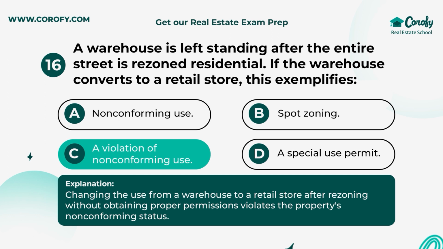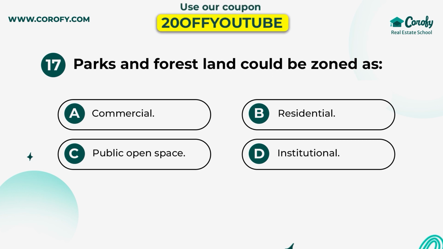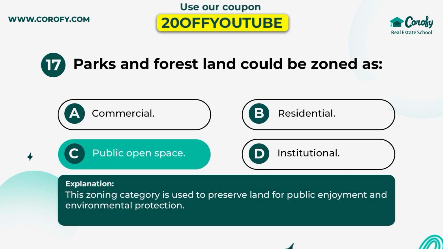status. Question 17. Parks and forest land could be zoned as A. Commercial, B. Residential, C. Public open space, D. Institutional. The correct answer is C. Public open space. This zoning category is used to preserve land for public enjoyment and environmental protection.